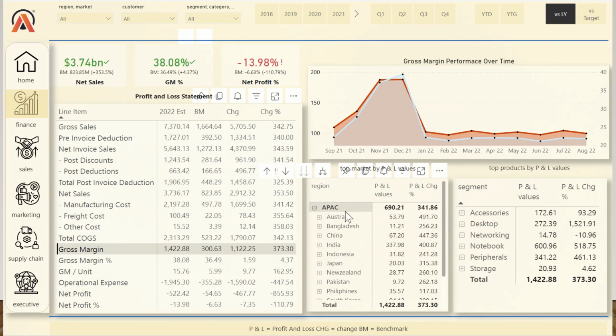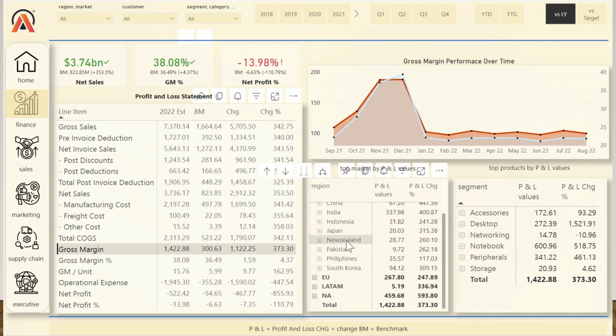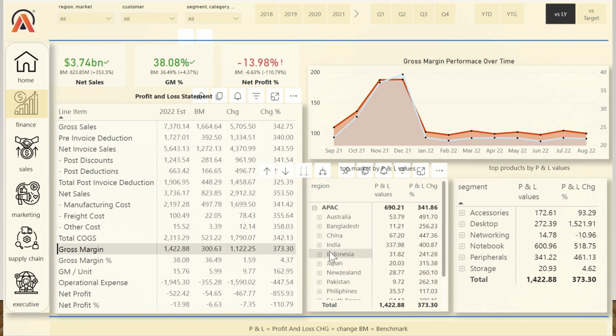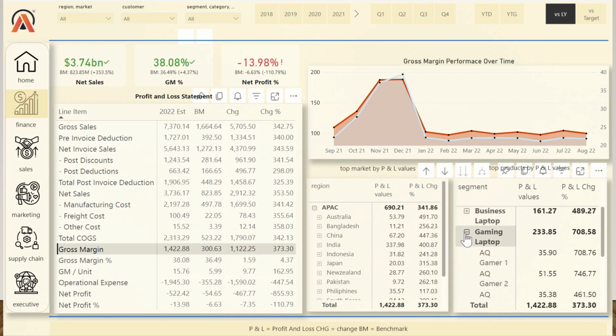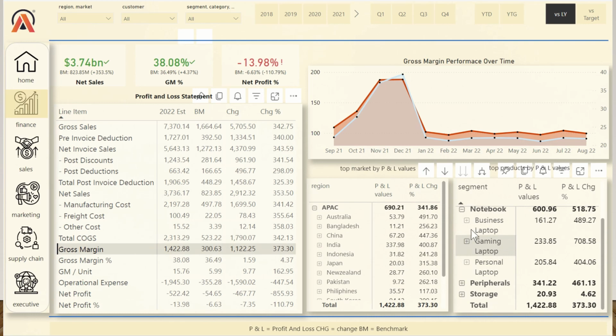Now from the Asia Pacific region, if we just scroll down, I think India is giving us the highest gross margin. And if we go here, we are getting the highest gross margin from notebook. Let's go deeper. So these are the segments basically. Oh, sorry, these are the categories of the notebook. And from here, I think we are earning more gross margin from the gaming laptops.